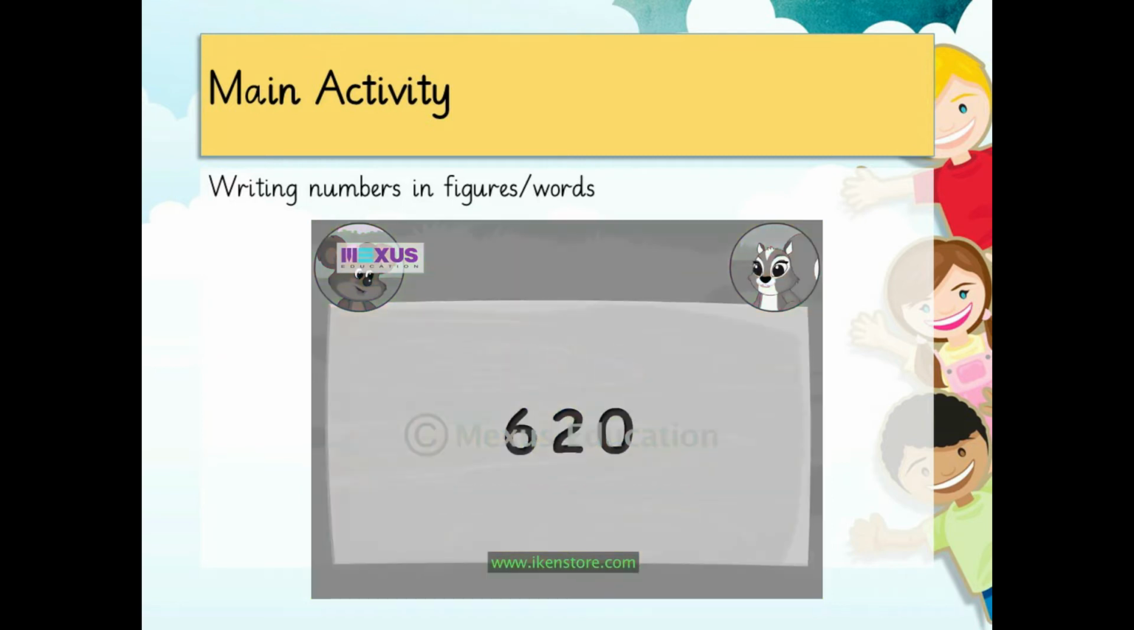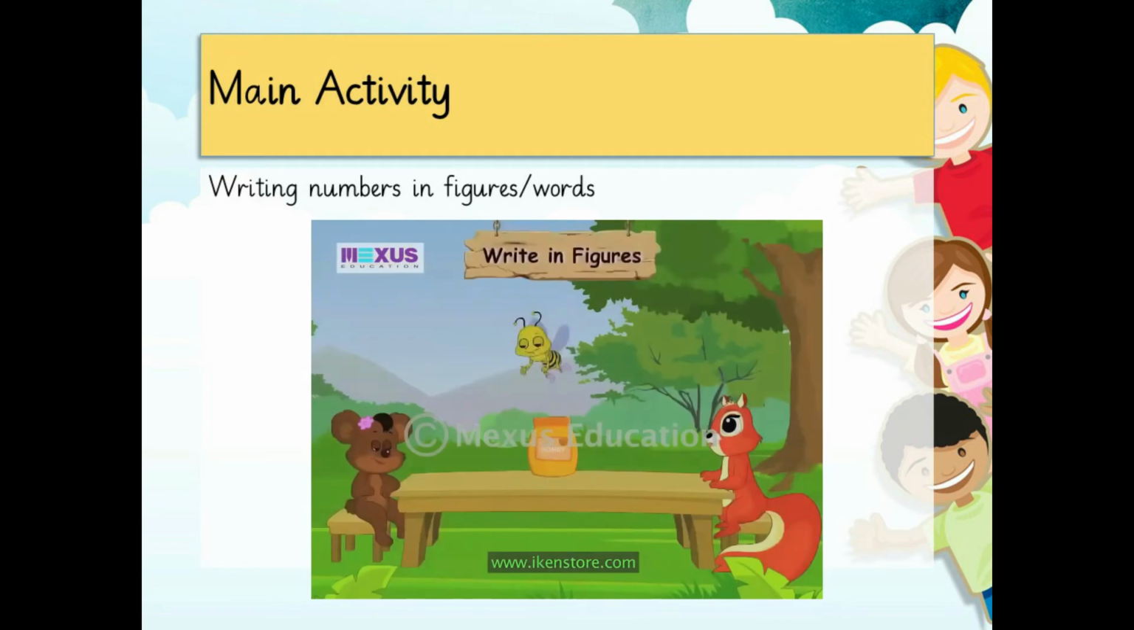Now, Amber, can you read this number? Sure. The hundredths digit is 6. Tens digit is 2. And ones digit is 0. Since the last two digits are read together, the number is read as 620. Very good, Amber. You answered correctly.